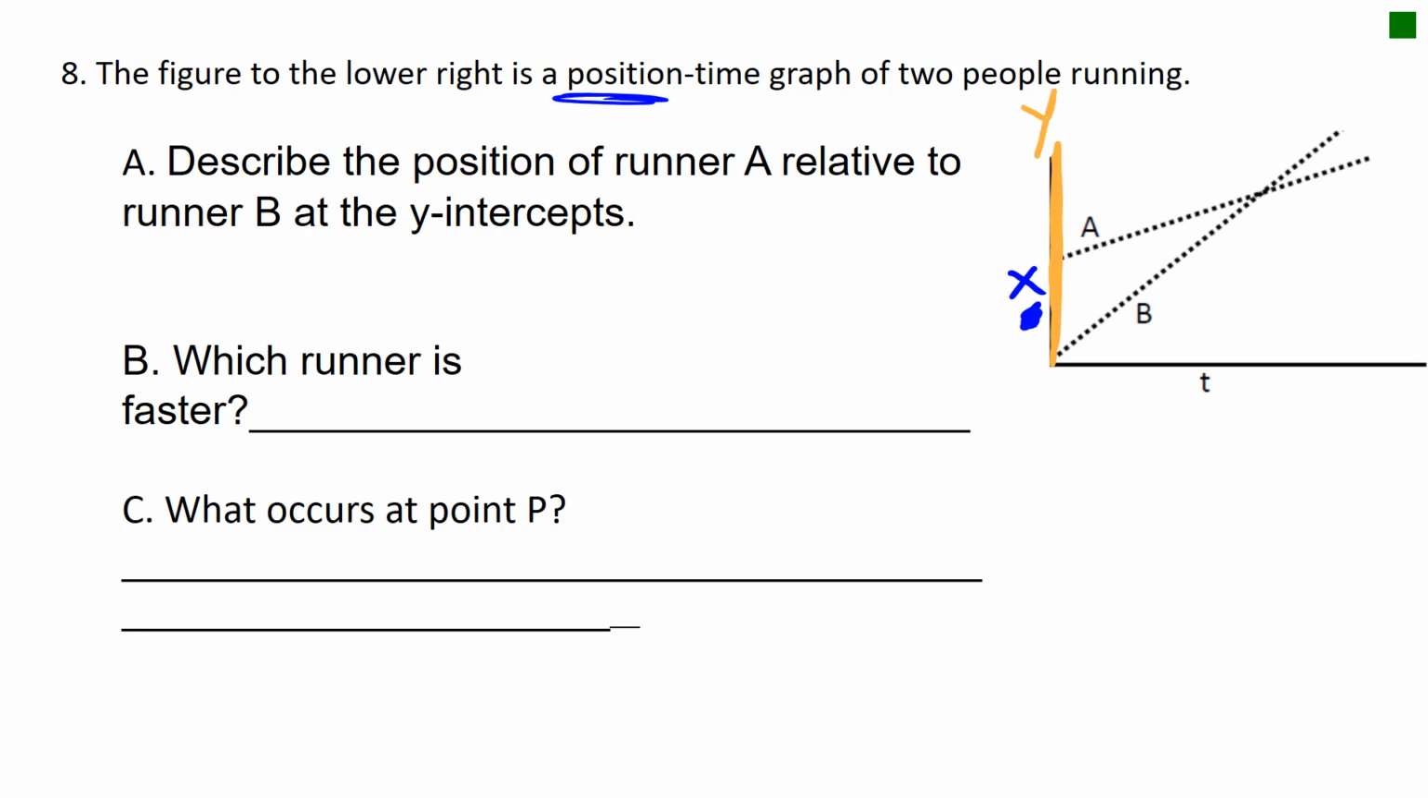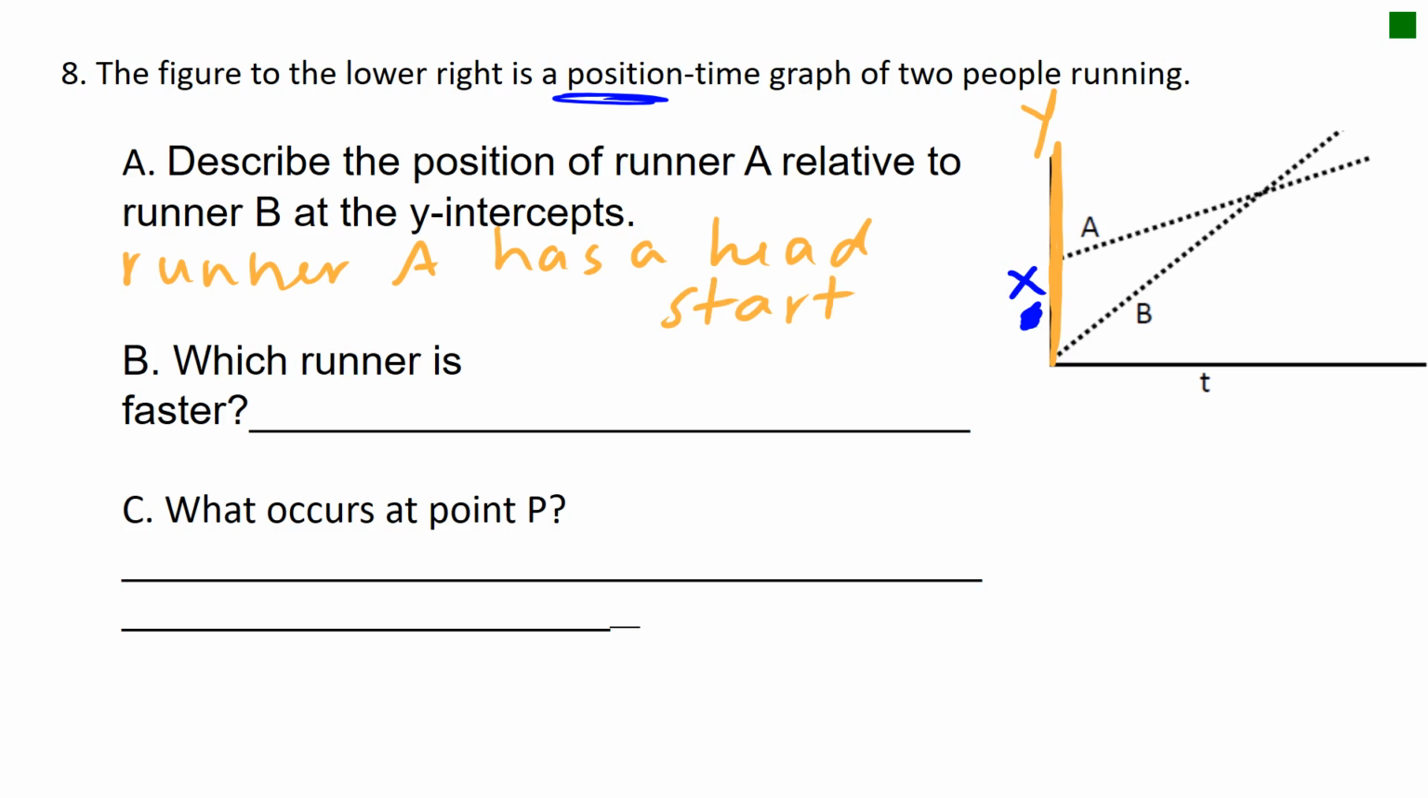Okay, so we can see that runner A has a head start. It's starting further up the race, I suppose. So you could just say that runner A has a head start. And I think we all know what that means. Has a head start. Okay.